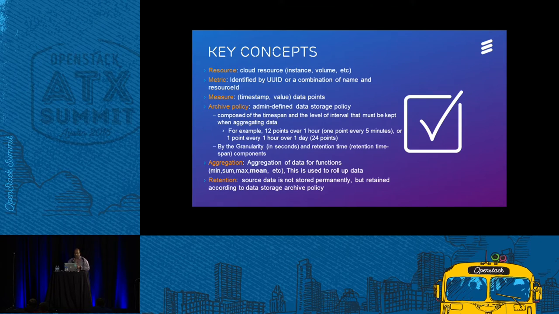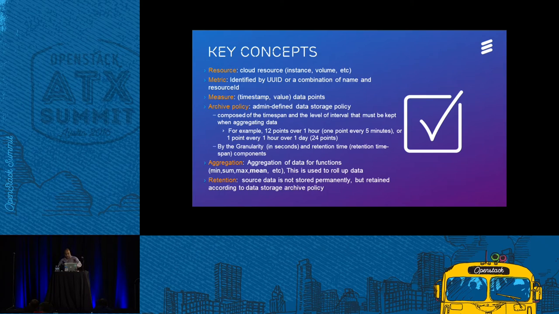So if I have 12 points over 1 hour, that means 1 point every 5 minutes. So it will keep track of the 300 seconds, that is the 5 minute data. By default, it will use aggregation of mean. So what does that mean? It is the aggregation function of data, which is used to roll up the data.